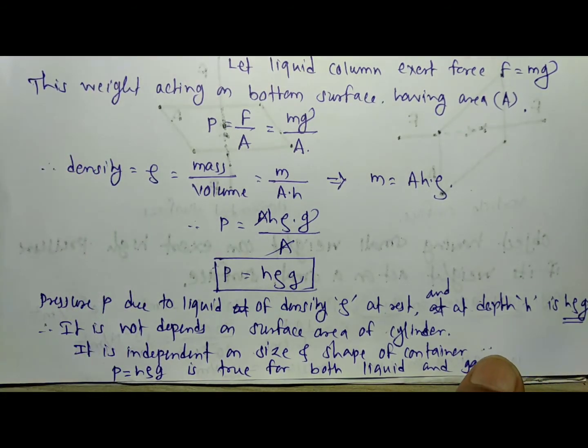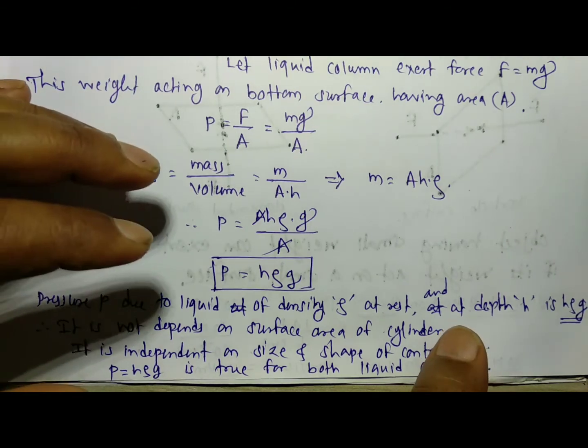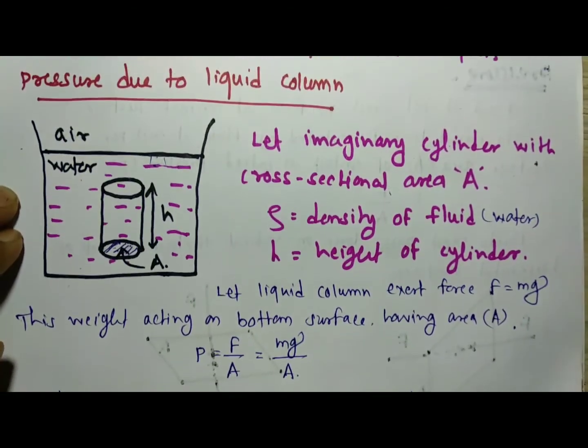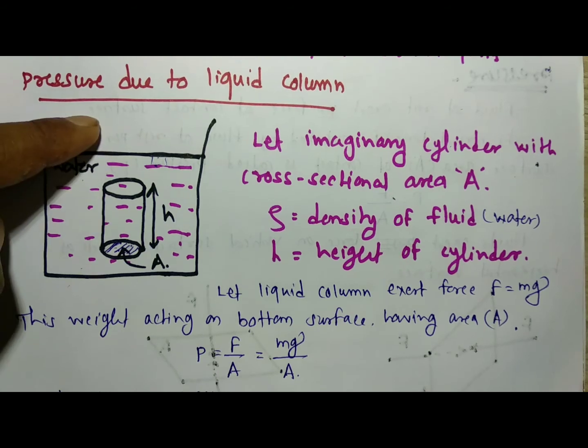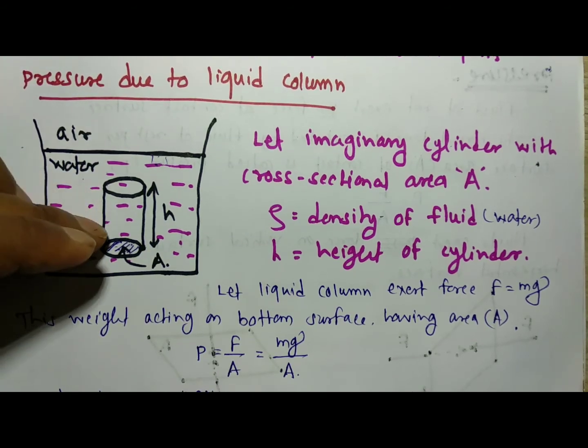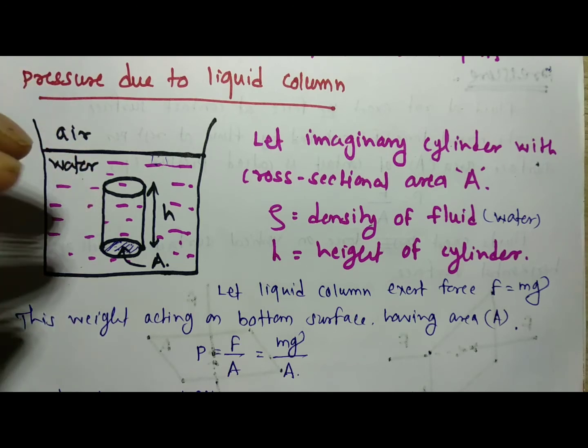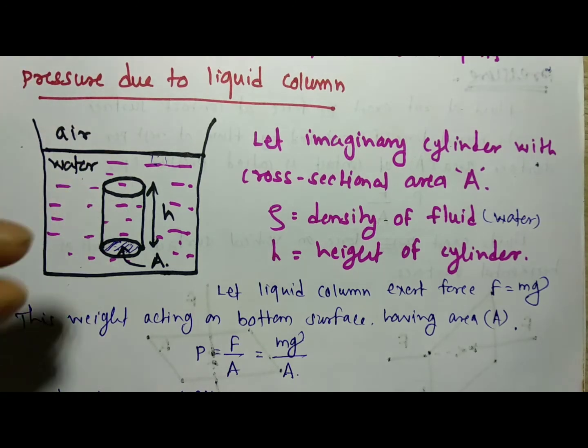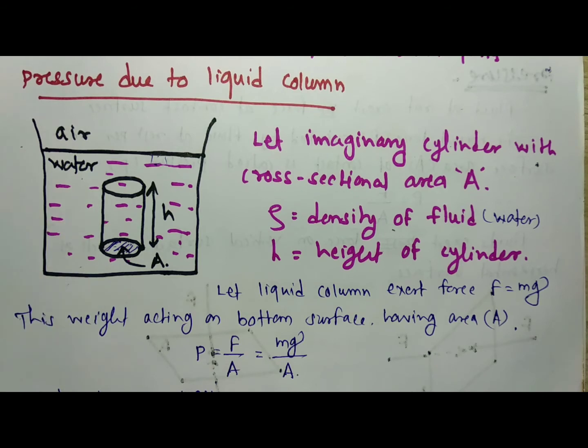This is your consideration of pressure due to a liquid column. The liquid column is considered below the surface of the liquid, and at that time the pressure depends on the height or depth of the point where we want to find the pressure.